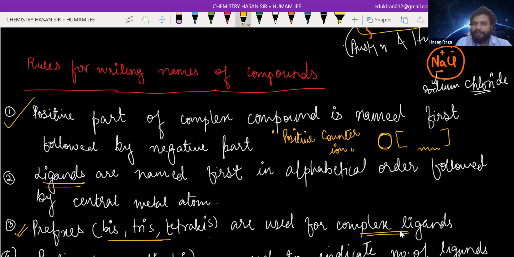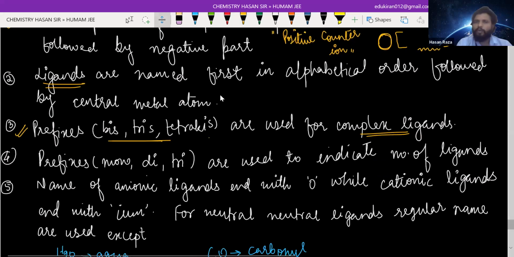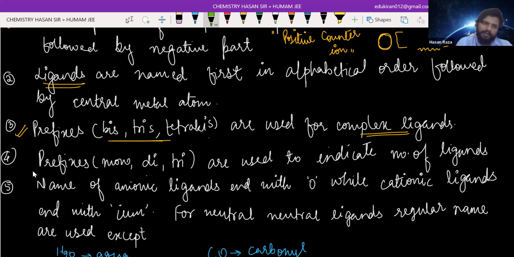Like en or EDTA or something like that. For simple ligands we use di, tri, tetra. Like if you have four amines, you write tetraammine, pentaammine, diammine, like this. So you can see the prefixes mono, di, tri, etc. are used to indicate the number of ligands, generally for simple ligands.